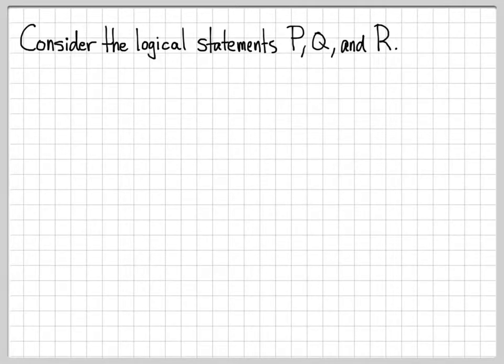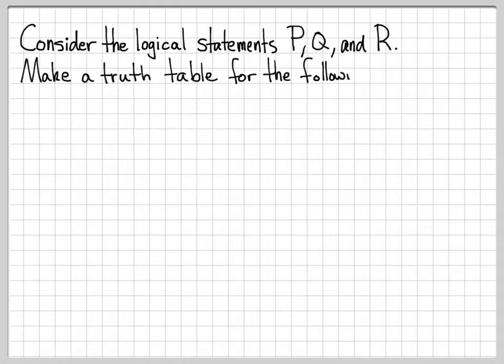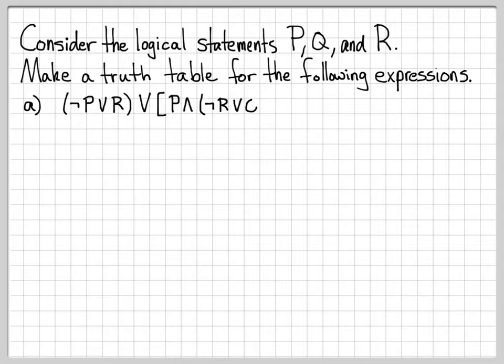Okay, so this is another example of constructing a truth table, but it's a little bit more complicated because we're going to be working with logical statements P, Q, and R. So we now actually have three different variables, P, Q, and R. And we're going to make a truth table for the following expression. And the expression we're going to work with is this. Not P or R, or P and quantity, not R or Q.